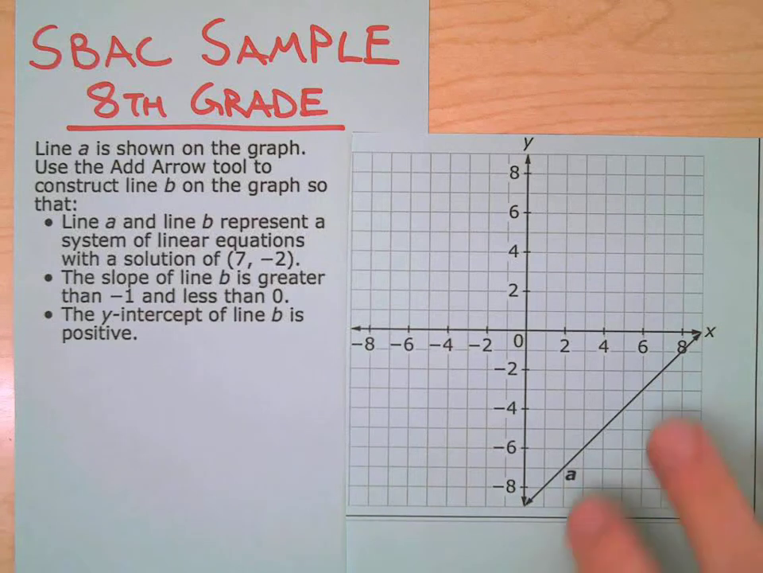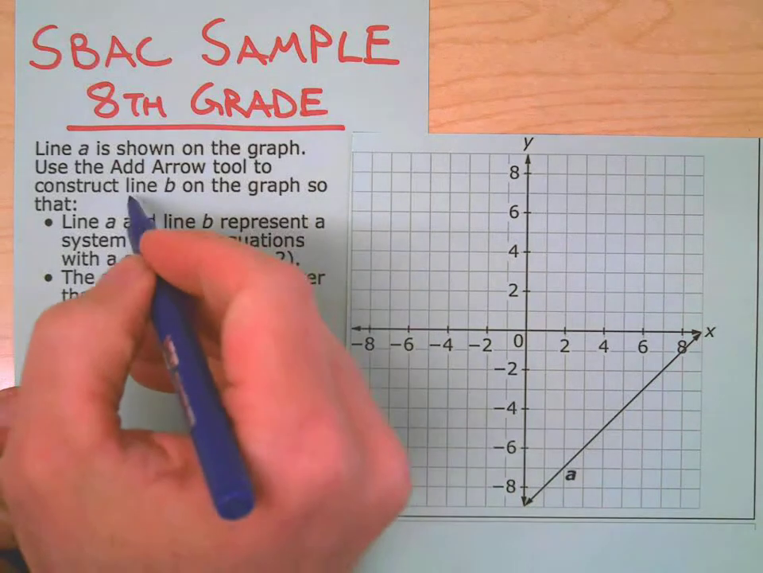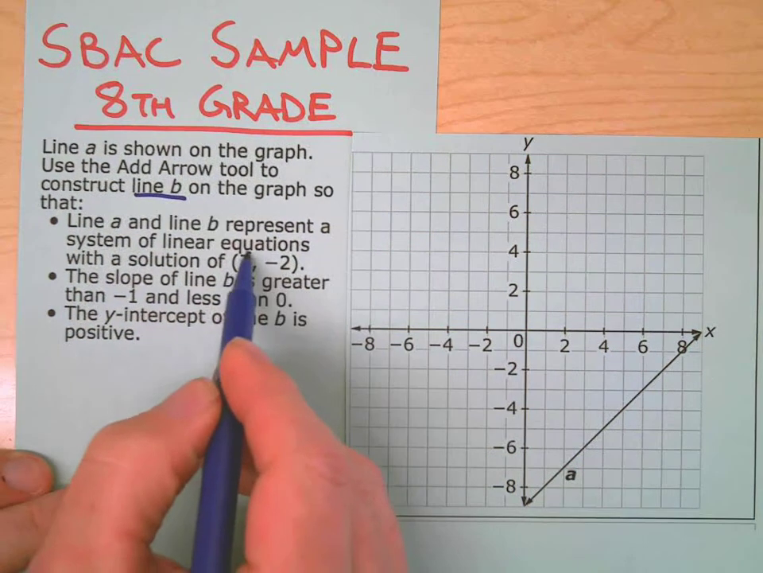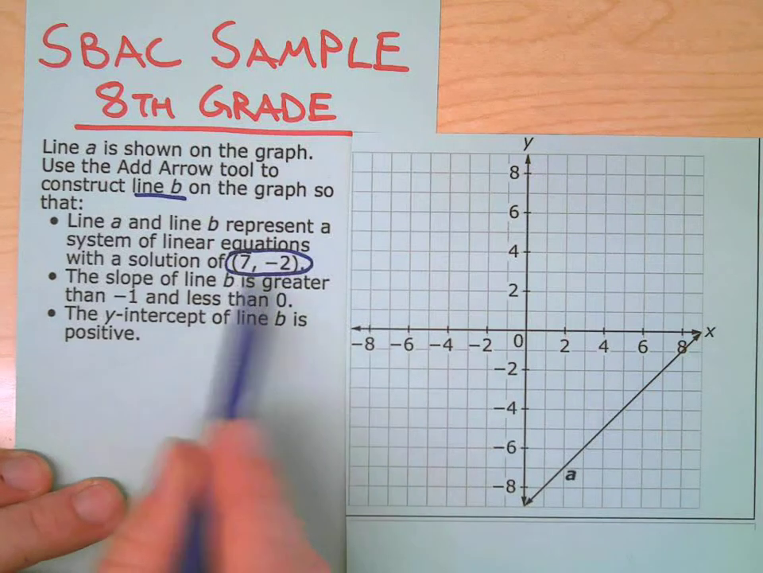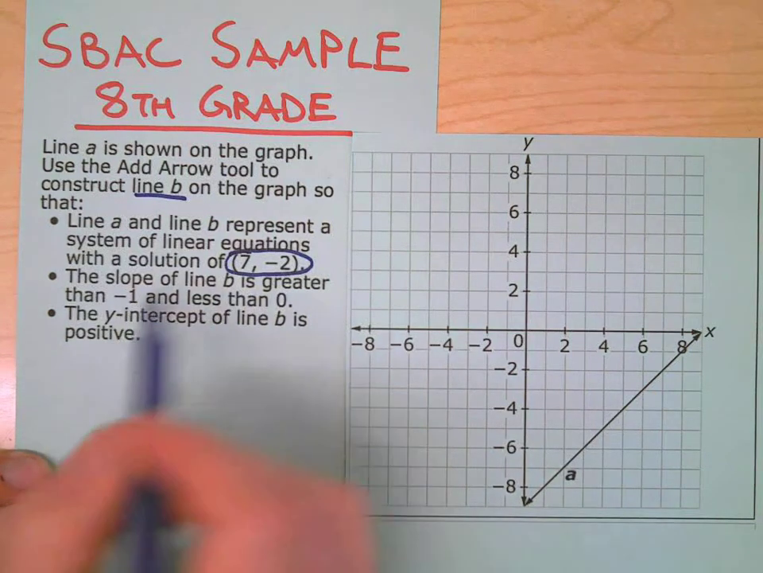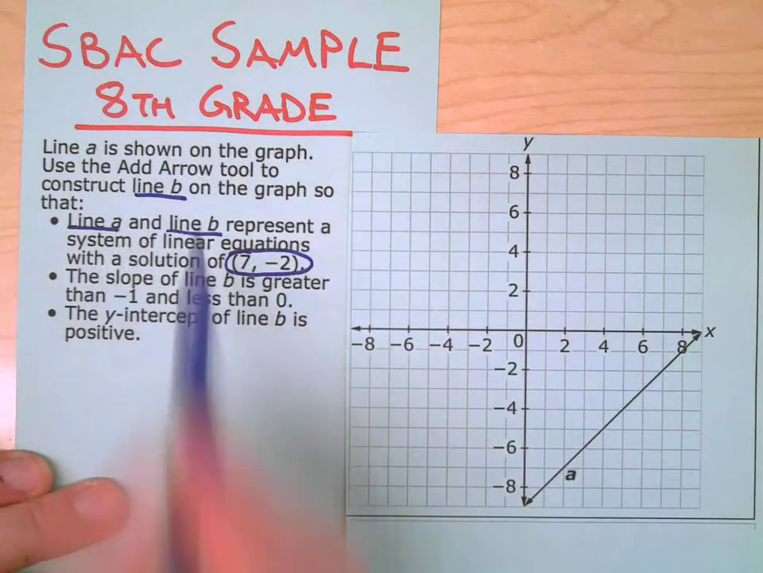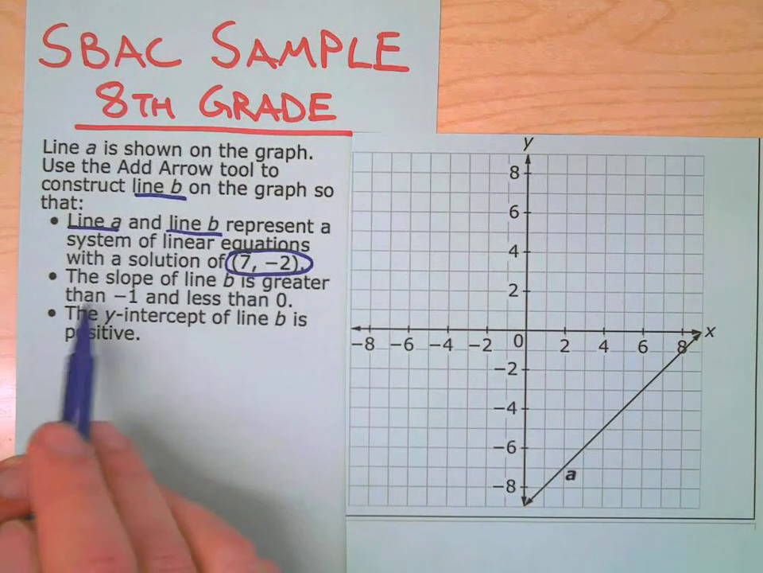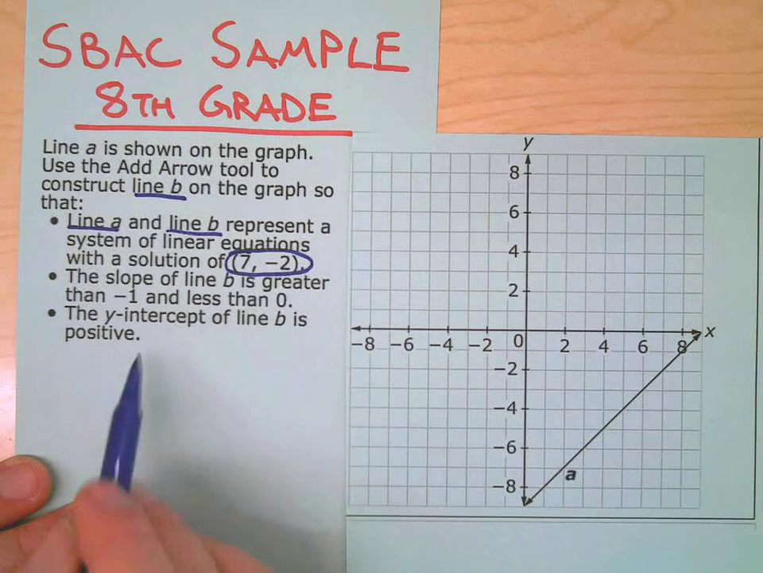We've got a line on the graph, line A, right here. And when you're taking this test, it's technology-based, so you're going to have some tech tools on the screen. You're going to draw another line on the same graph, line B. And this line B needs to have these three characteristics. It needs to have a solution of (7, -2), and that solution needs to be common for line A. So that just means we need to find that ordered pair on line A and make sure it's part of line B. The slope of B is greater than -1 and less than 0.